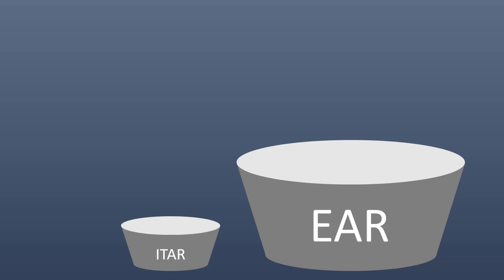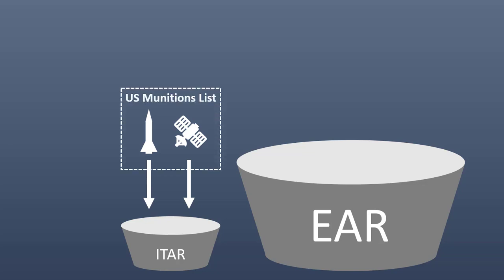Up next, we have the International Traffic in Arms Regulations, or the ITAR. This bucket of rules deals with things that are often military specific, such as rockets and satellites. All of the things that the ITAR deal with will be on a list called the US Munitions List. And if a thing is listed on the US Munitions List, then it will definitely be subject to the ITAR.